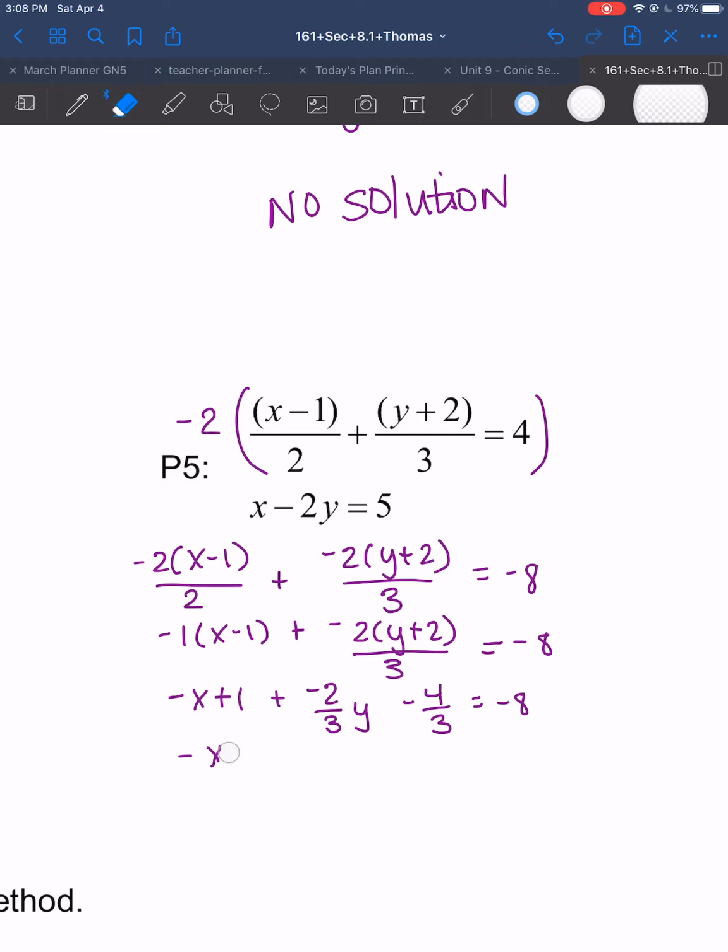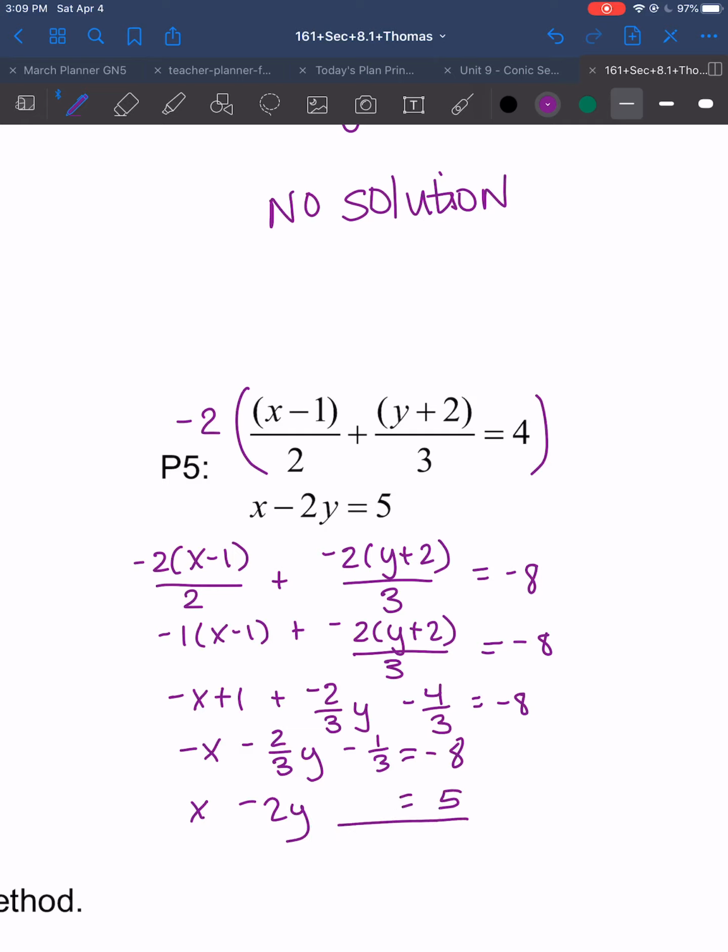Let's write that so you can actually read it. Negative x minus 2 thirds y minus 1 third equals negative 8. That should be an 8. And I'm going to take that and add it to x minus 2y equals 5. So my x's go away, and I'm left with negative 8 thirds y minus a third equals negative 3.